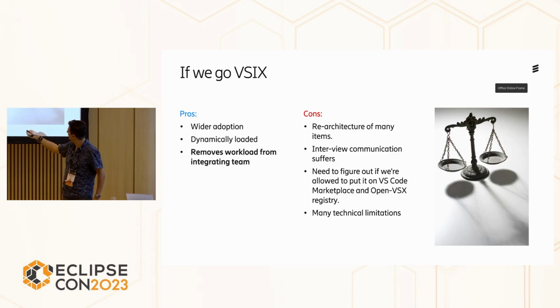Next up, what are the things that we have to do? We have to re-architect many items. And so in VS Code, every window is a web view. What does that mean? Now you have to rethink all your inter-view communication if you have several views. You need to figure out if we're allowed to put on the VS Code marketplace or the OpenVSX registry. You know, when you're in a company and the company has lawyers, it's stuff that you have to make sure of. And there are several technical limitations where we were just going, how can we do this? Because the VS Code API is designed for IDEs, and in Theia, you can pretty much do anything.